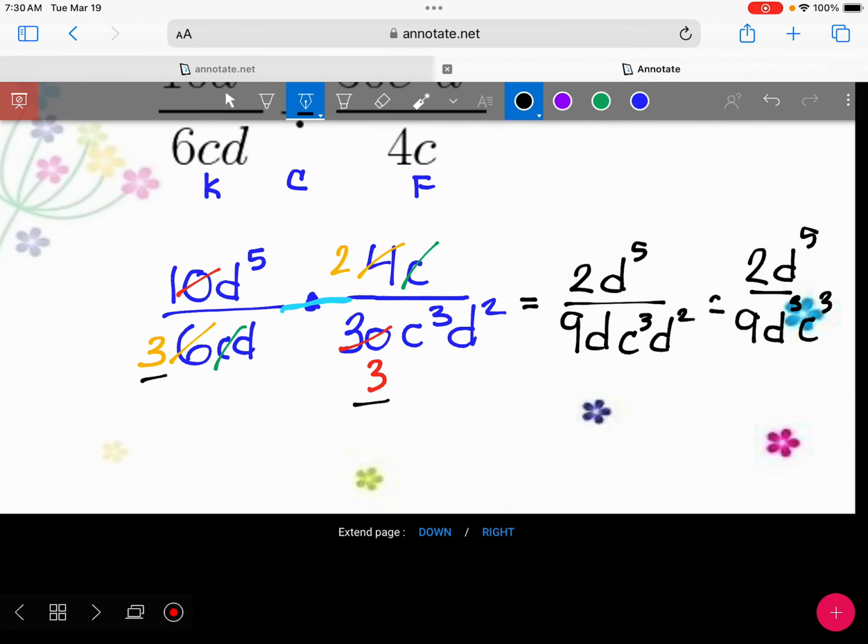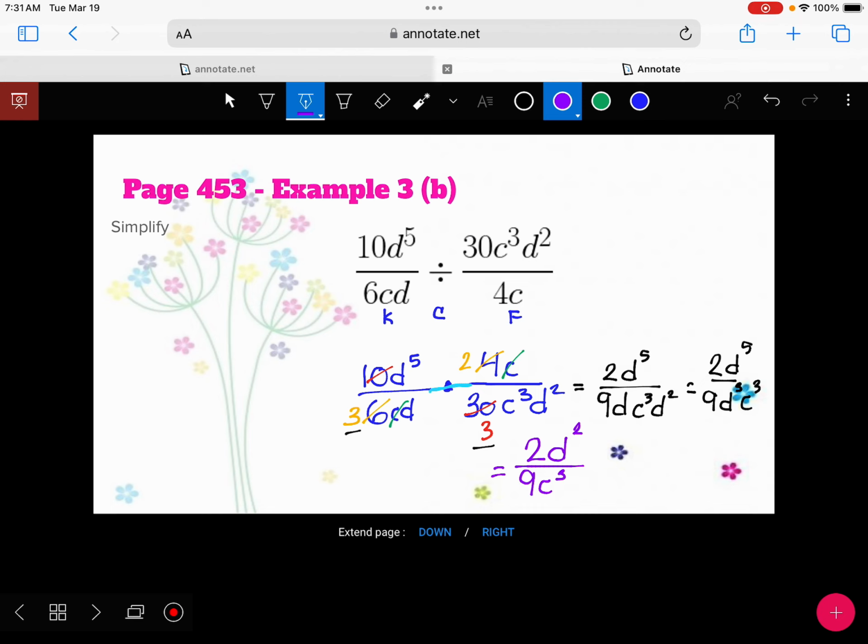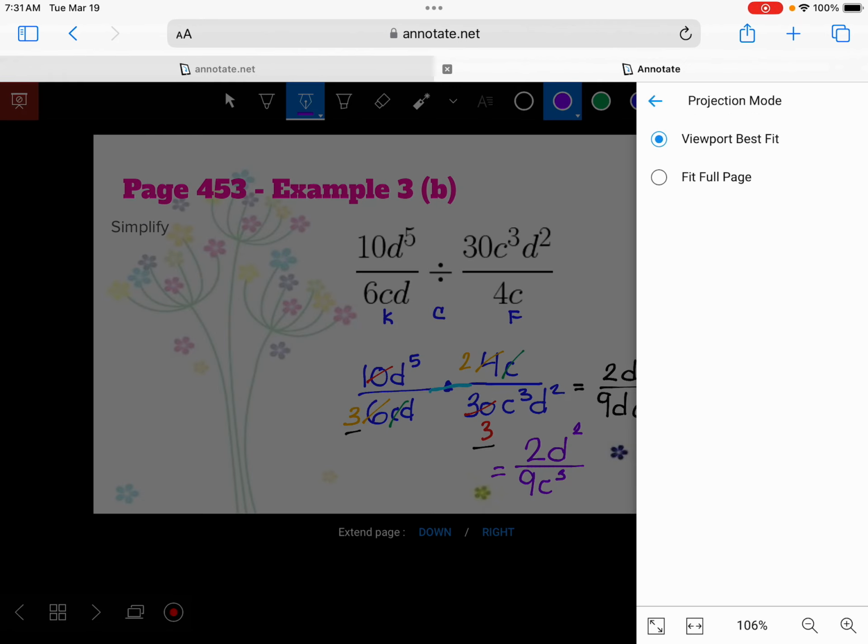So what's going to happen with the D's? We're going to subtract the exponents. So this is going to give us 2d squared over 9c cubed. So when we have those exponents, those old exponent laws are going to come back into play.